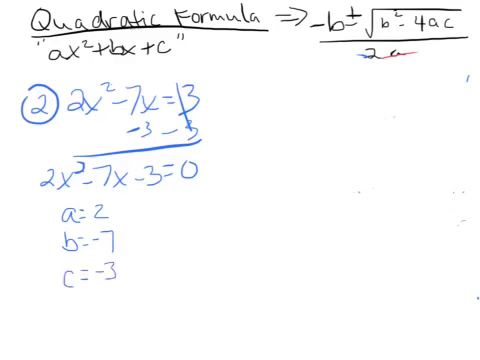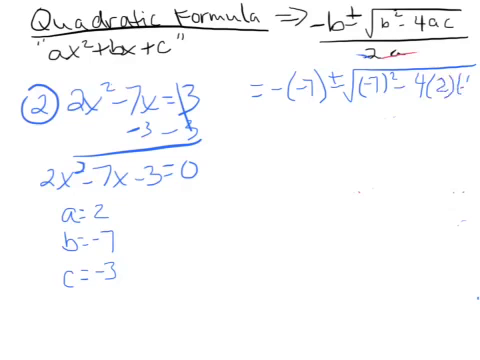Now I'm going to take these three values, I'm going to plug it into my quadratic formula. So that's going to give me negative times negative 7 plus or minus the square root of negative 7 squared minus 4 times 2 times negative 3. All of that divided by 2 times 2. And again, that just came from plugging in my values.